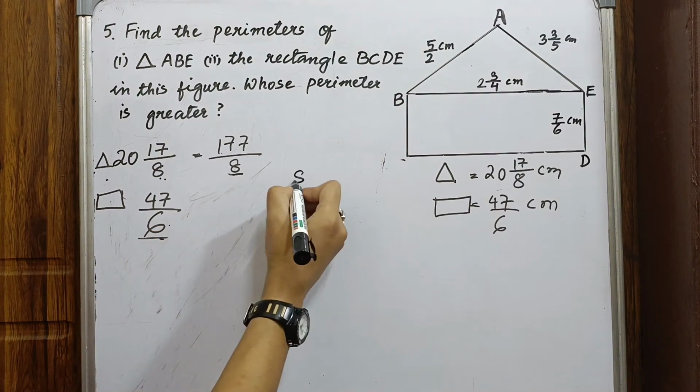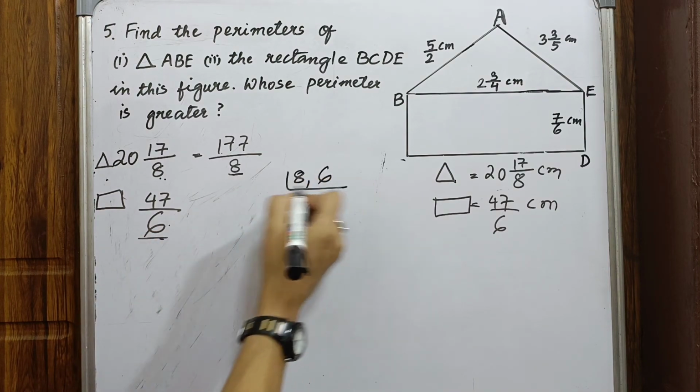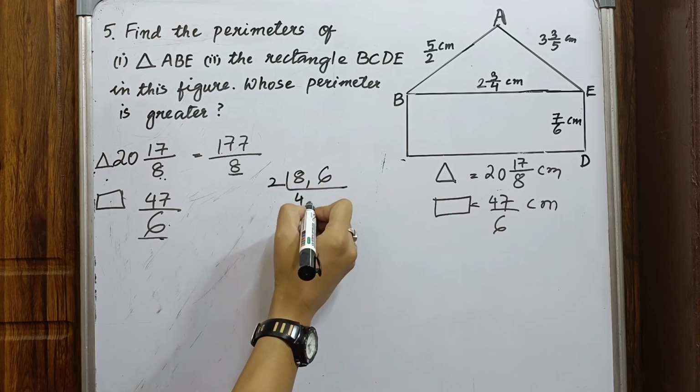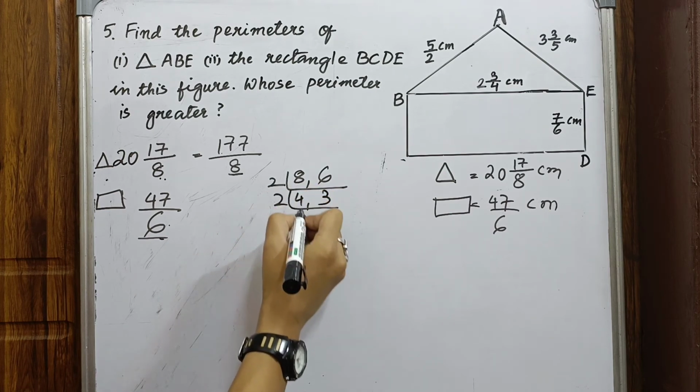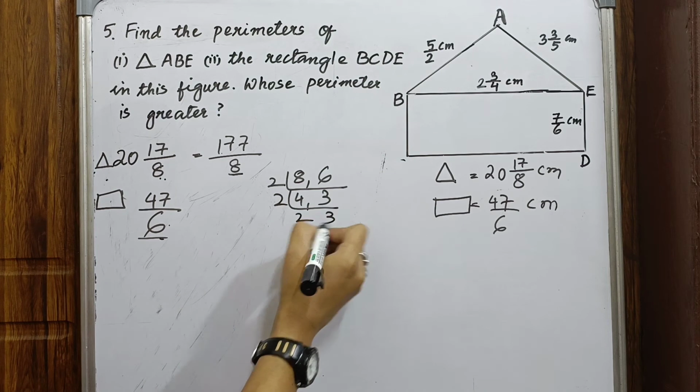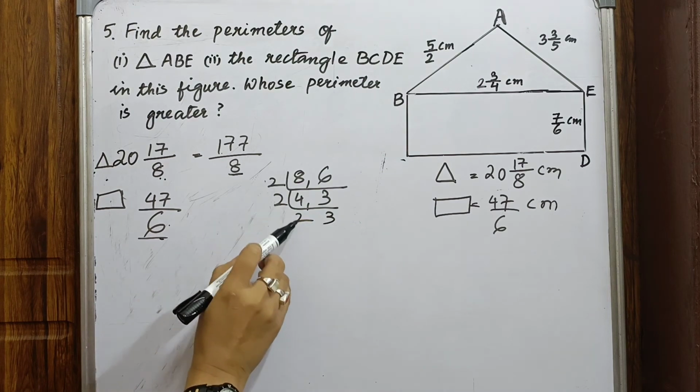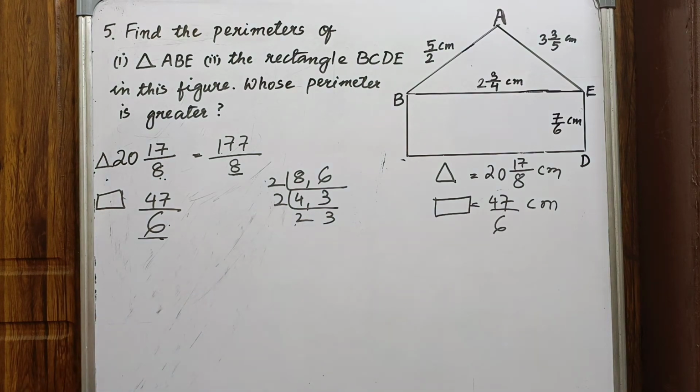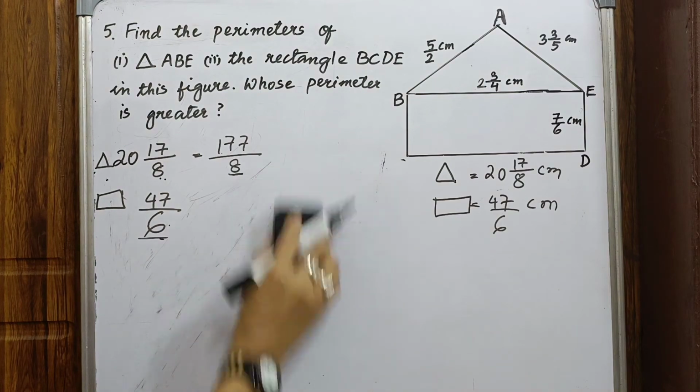So 6 and 8, first we'll find out the LCM of 6 and 8. 2 4s are 8, 2 3s are 6, 2 2s are 4, 3, 2 2s are 4, 4 2s are 8, 8 3s are 24. So the LCM is 24.